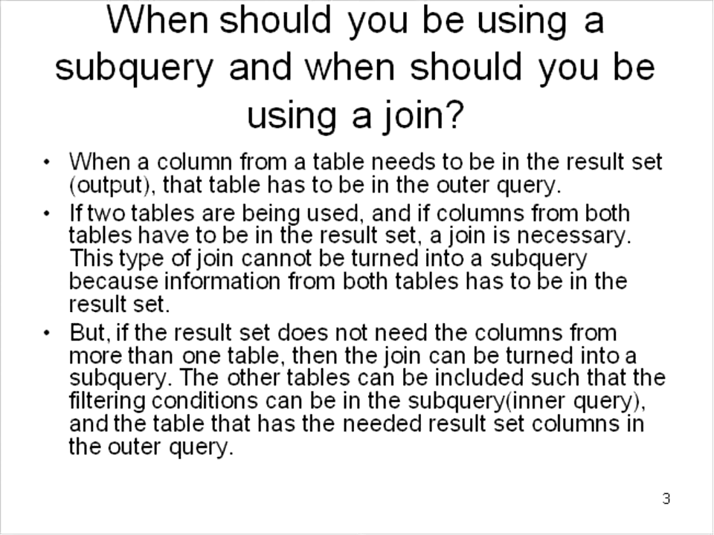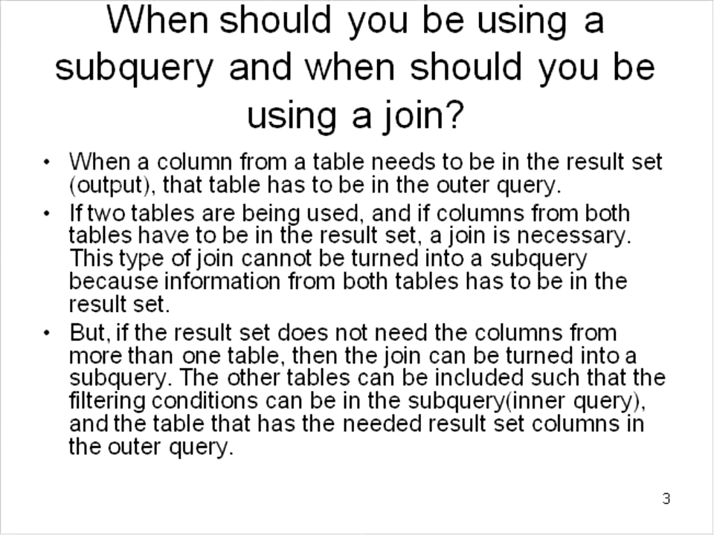This type of join cannot be turned into a subquery because information from both tables has to be in the result set. If the result set does not need the columns from more than one table, then the join can be turned into a subquery. The other tables can be included such that the filtering conditions can be in the subquery and the table that has the needed result columns in the outer query.